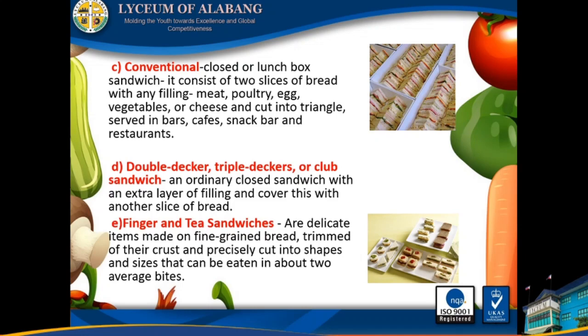Double-decker, triple-decker, also known as the club sandwich. An ordinary closed sandwich with an extra layer of fillings and covered with another slice of bread. And last is the finger and tea sandwiches. A delicate item made on fine-grained bread, trimmed of crust, and precisely cut into shapes and sizes that can be eaten in about two average bites.